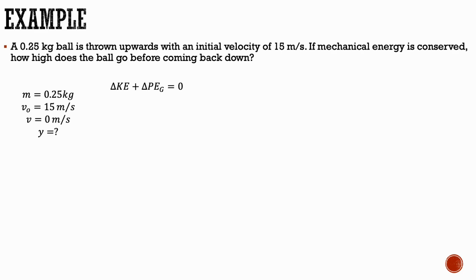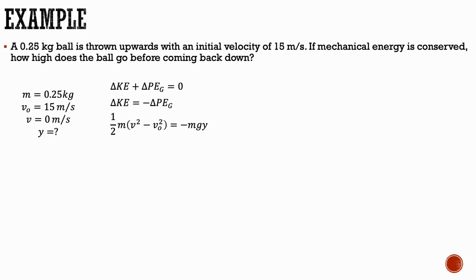Now we're going to use our change in kinetic energy plus change in potential energy equals 0. We'll move the change in potential energy to the other side of our equation, and then substitute formulas in. So we have 1/2 our mass times our final velocity squared minus initial velocity squared equals negative of mass times gravity times our change in y.